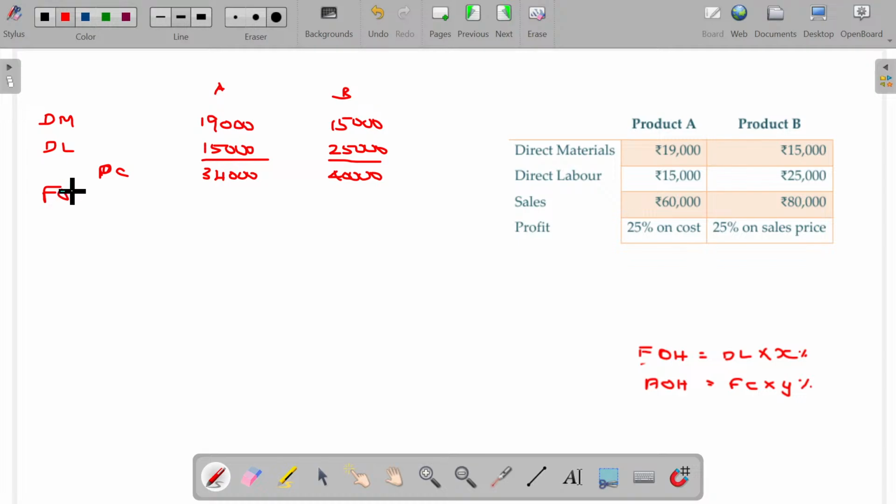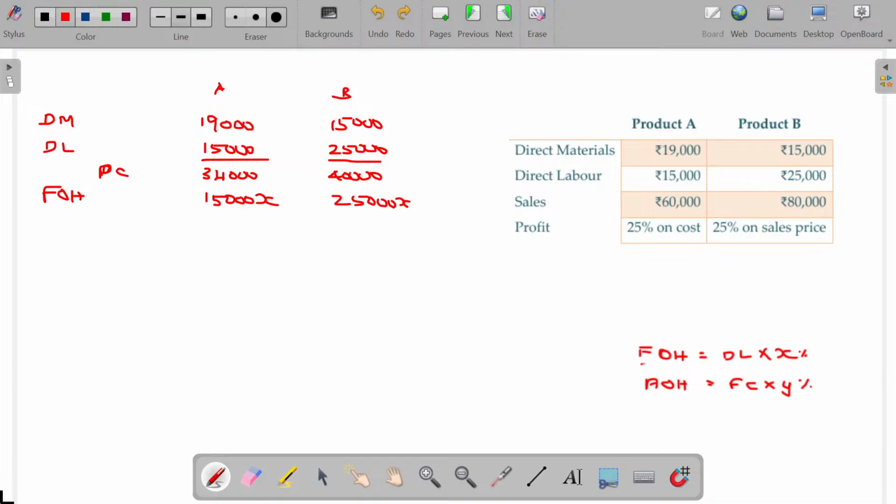What about the factory overheads, sir? 15,000 X percentage, 25,000 X percentage. Am I right? Direct labor 15,000, on that some X percentage will be factory overhead. Similarly here for 25,000, X percentage will be this one. Is that okay?